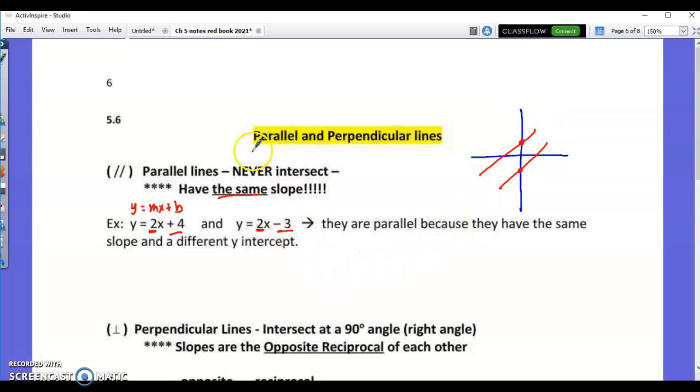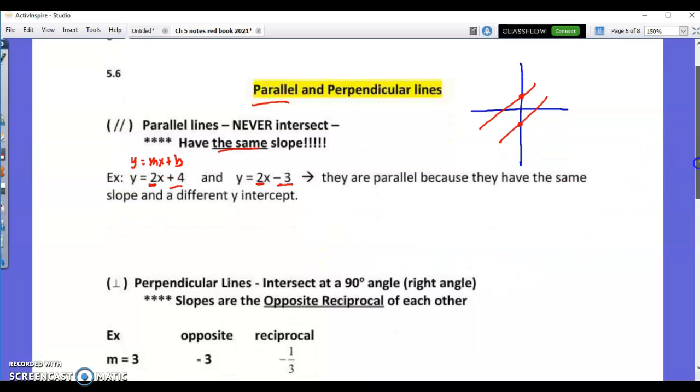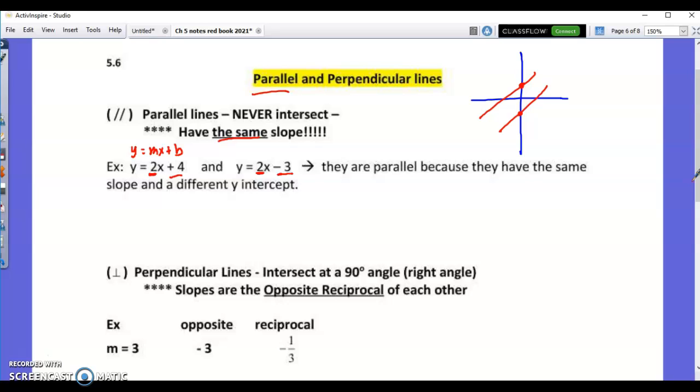But the key with parallel lines, in mathematical terms, is they want you to realize that they have the same slope. Okay? Perpendicular lines intersect at a 90-degree angle. If we look at just our coordinate plane, this is a 90-degree angle. All right? And a 90-degree angle is represented with that symbol.